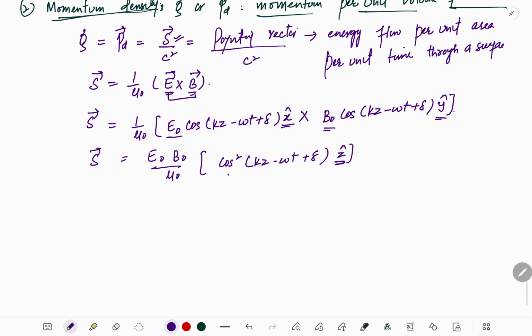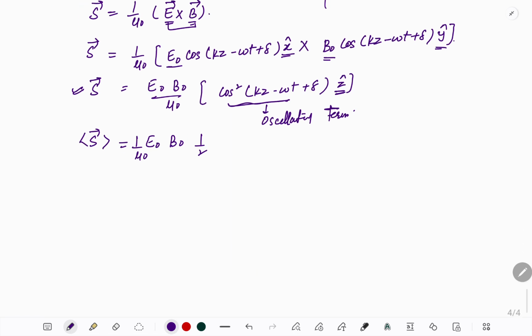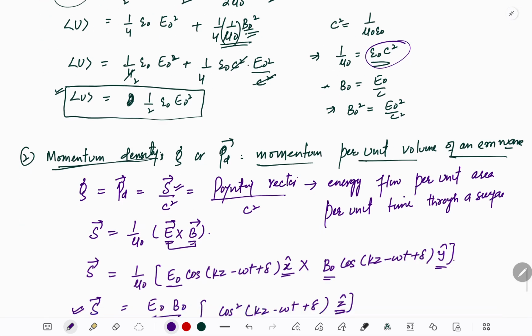Now since there is a cos squared, this is an oscillating term, so we must take the average into consideration, because we have to check how much energy transfers through the surface in one complete cycle. Let's take the average of the Poynting vector. It gives E naught B naught over mu 0, times 1 by 2, because the average of cos squared is 1 by 2. Again, we'll use 1 by mu 0 as epsilon naught c squared.